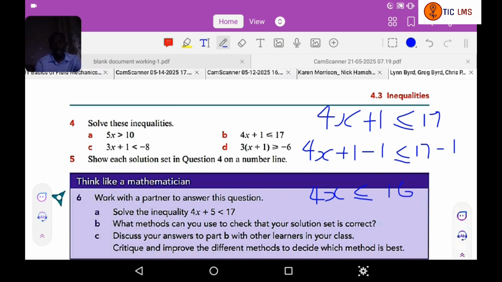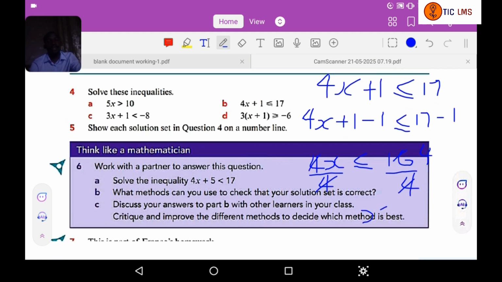Okay, then the next step we're going to take now is we have 4 times x. We do not want the 4, so to take out the 4 beside the x, you divide by 4, because 4 divided by 4 will give you 1, so it's going to eliminate it. Now, in as much as you've done that to the left hand side, you should also do that to the right hand side. So you divide by 4. Okay, so here we have our answer as x is less than or equal to 4.